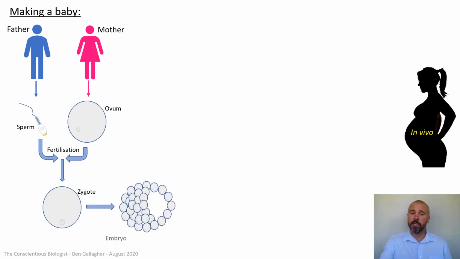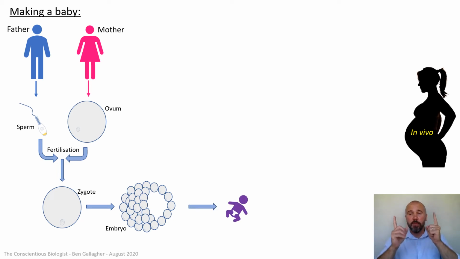Now that zygote is going to multiply by mitosis. And mitosis is going to make a load of cells that start to organize themselves, start to differentiate, and we get an embryo like this one. Now the embryo in vivo, inside the mother, is going to grow. She's going to become pregnant. She's going to give birth to a little baby, to this little guy. I've marked it in purple because that's then the cross between the red and blue parents up there. So you can see that it's a cross between those two. It's 50% mother, 50% father.